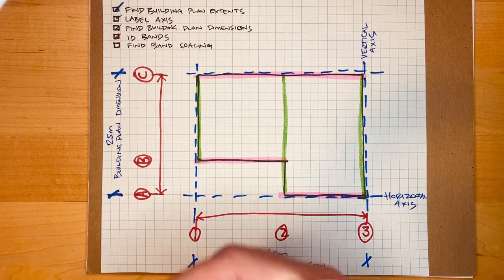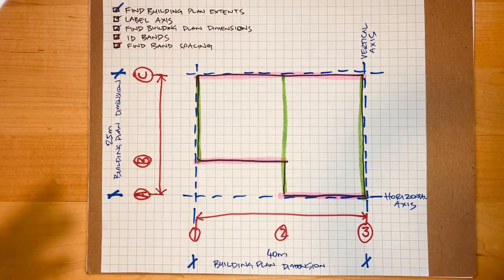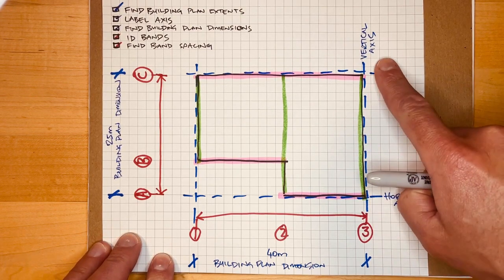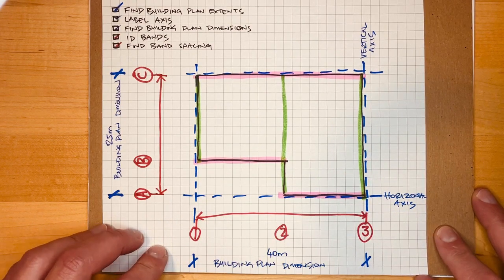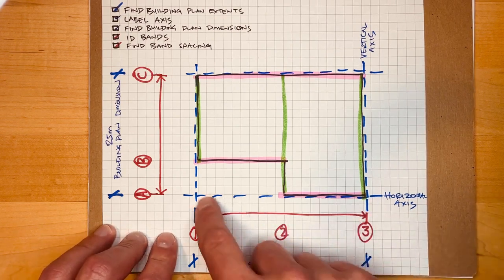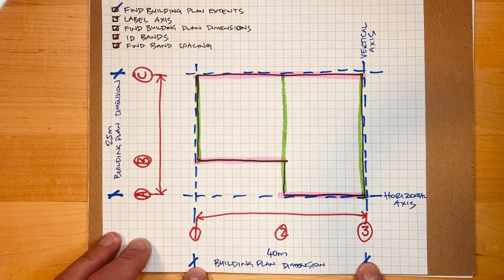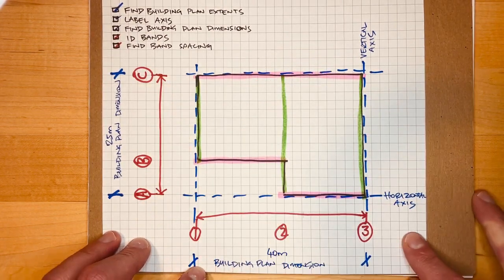So just recapping, we have 5 steps to do when we have our building plan. We need to find the building plan extent, that idea of the extending rectangle. Next, we're going to label the axes, our horizontal axes and our vertical axes, on that extending rectangle. Third, we're going to find the building plan dimensions by understanding where those axes intersect. That's going to pull out our horizontal building plan dimension and our vertical building plan dimension.